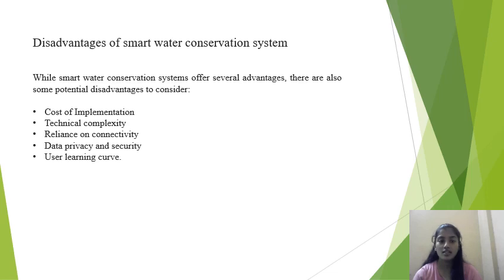Disadvantages of smart water conservation. While a smart water conservation system offers several advantages, there are also some potential disadvantages to consider: cost of implementation, technical complexity, reliance on connectivity, data privacy and security, user learning curve.